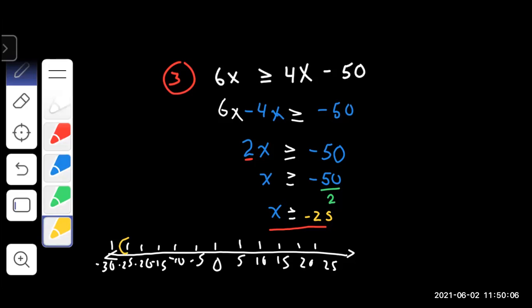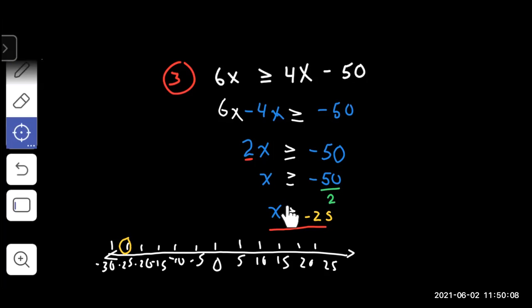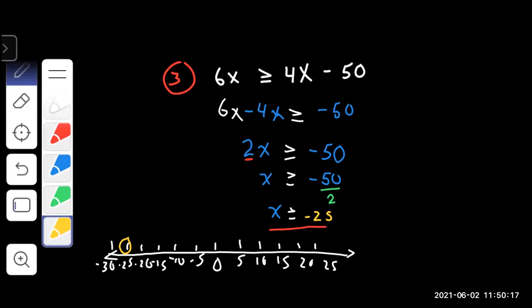Okay, negative 25, and values greater than. This symbol is greater than. What values are greater than negative 25? For example, negative 20, 0, and 5 are greater than negative 25. All of these values are greater than negative 25. Okay, therefore, this is going to be my solution: all the values to the right of negative 25.